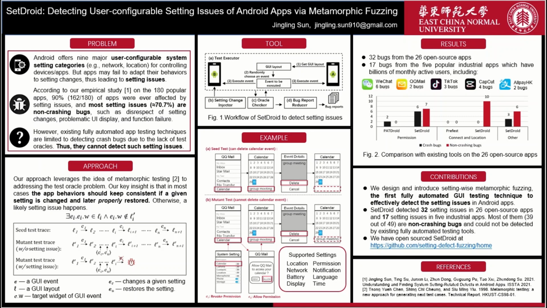Android system offers 9 major user-configurable setting categories for controlling the device and the apps. The apps on the device are expected to adapt their behaviors to cater to these setting trends and ensure reliable function. However, since setting trends are diverse and may happen at any time, even well-tested apps may suffer from setting issues, which reside in the apps and are induced by the trends of settings.